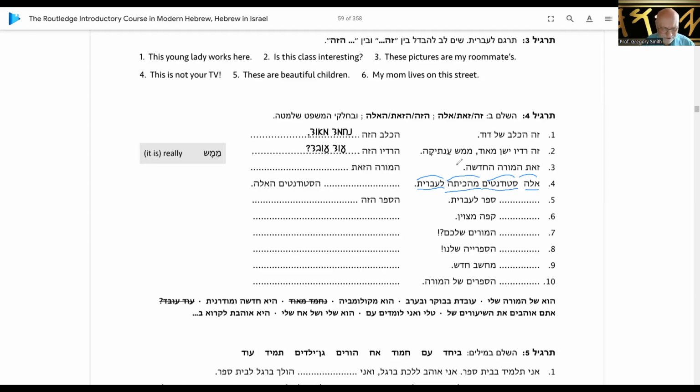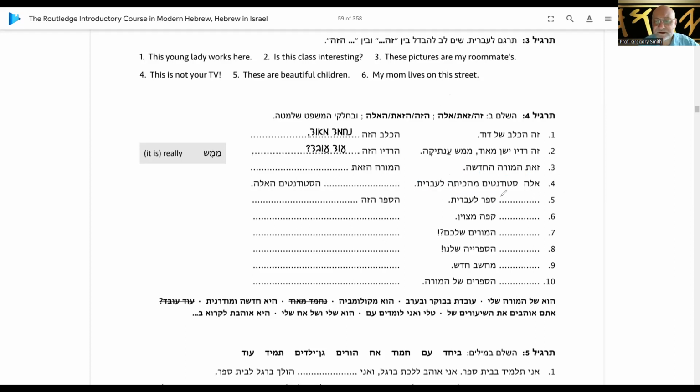Yeah. אלה הסטודנטים מהכיתה לעברית. It's like studentim mehakita le'ivrit. So the mem is from, and then the definite article hey, and then you have kita, class, and then le'ivrit is like to or for, and then ivrit is the Hebrew. That's what you're getting there.